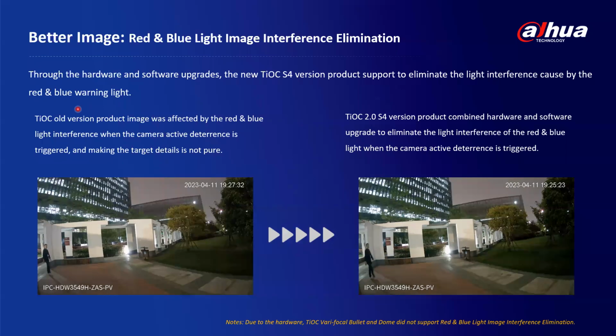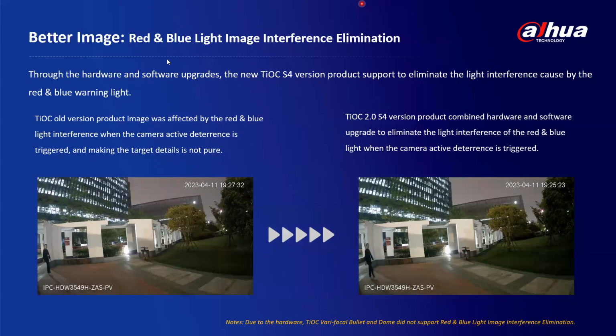On your display screens, for example, when an intruder has been detected by the TiOC camera, the camera will start warning that intruder by producing red and blue light and, at the same time, sound alarms. If you are at the monitoring center, you'll find that the quality of the image captured on the display screens tends to be interfered with a little bit, so you cannot see clear, detailed information about what has been captured by the TiOC camera.